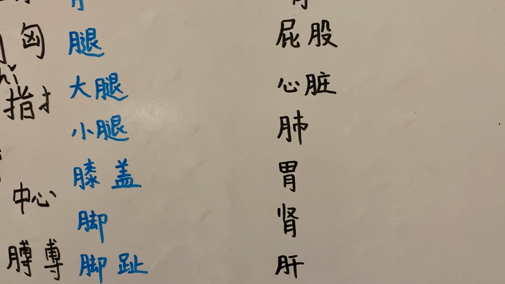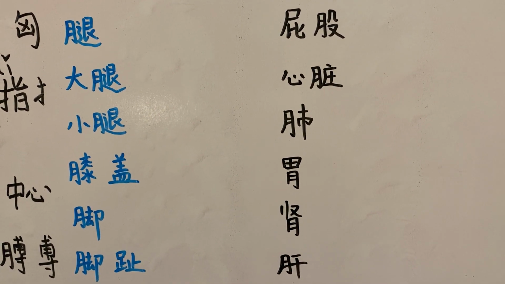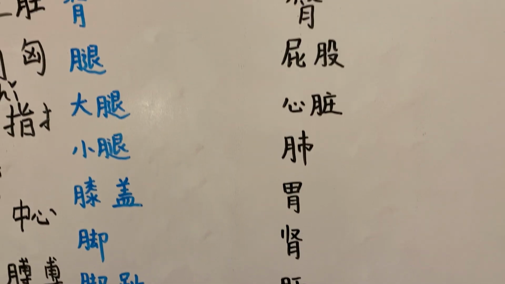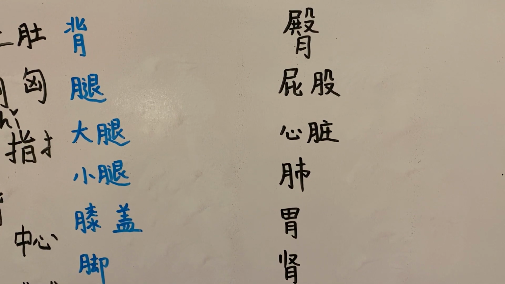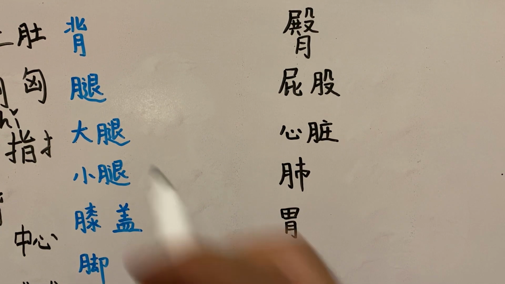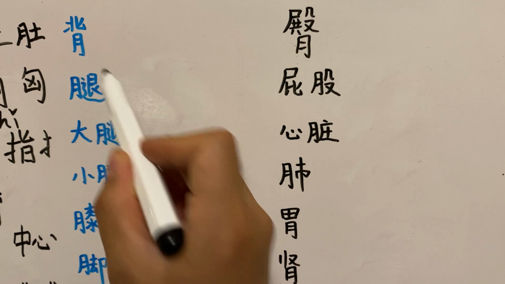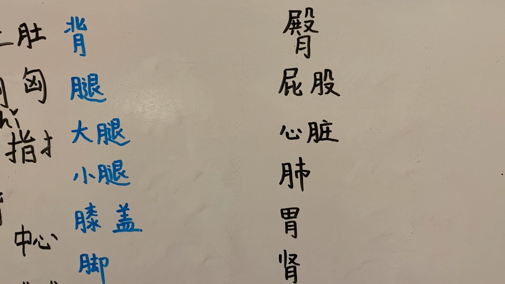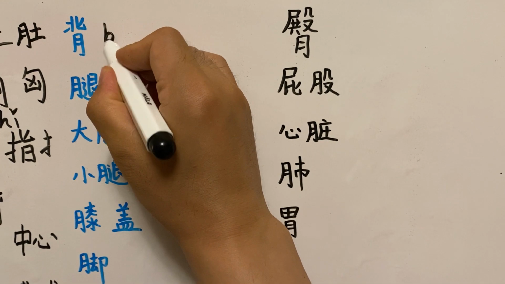Okay, let's move our camera to the right. The first one of the middle line, this one, 背, right? 手背, we have already known that 背 is the back. So when it is used alone, it means the back. 背.